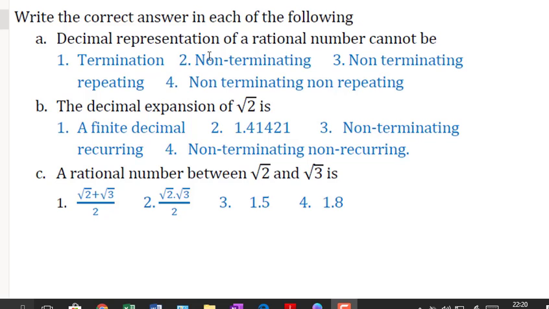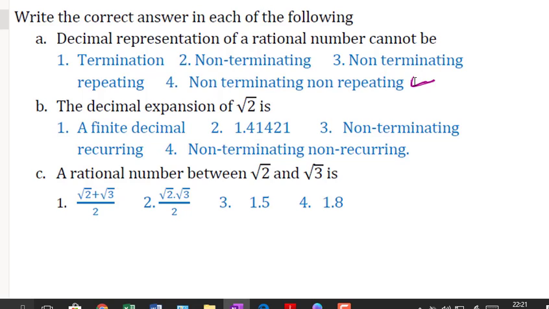Here the question is: the decimal representation of a rational number cannot be. So it cannot be non-terminating, non-repeating. We know that irrational numbers, when we represent them in decimal form, are non-terminating, non-repeating.